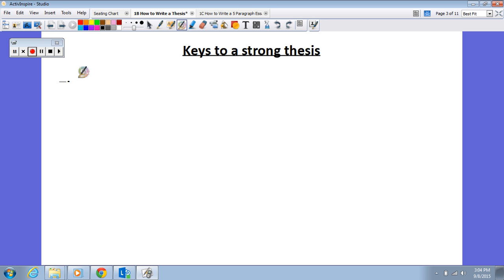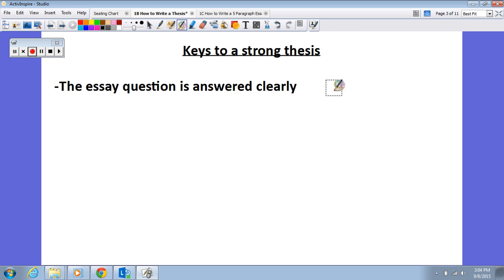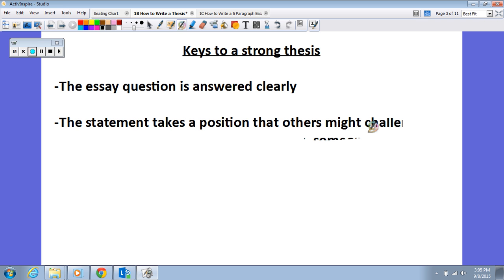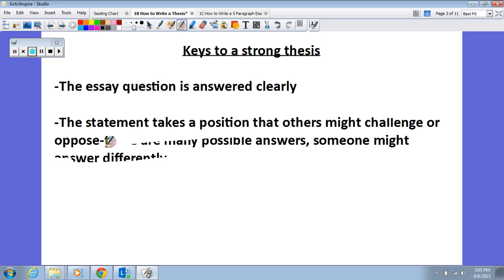All right, keys to a strong thesis, guys. The essay question is going to be answered clearly. Again, back to our basketball players thing. I'm answering very clearly who I think the greatest basketball player is. I'm not skipping around. I'm not talking about baseball or whatever. I'm answering the question. It's going to take a position that others might challenge or oppose. There are many possible answers. Some people might answer differently.